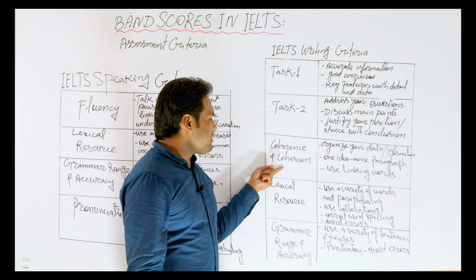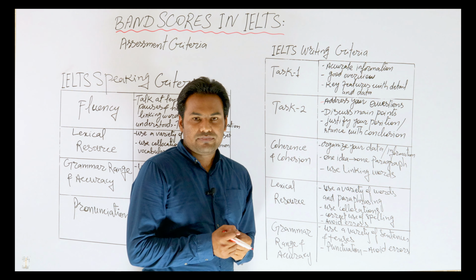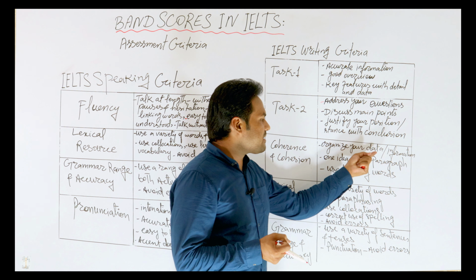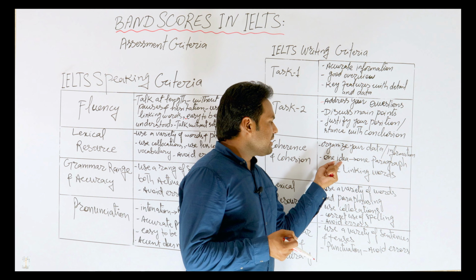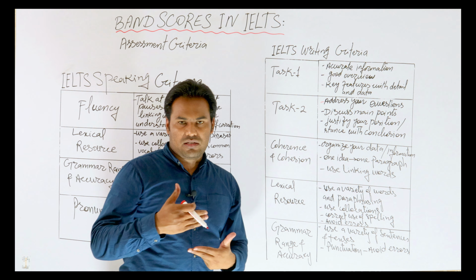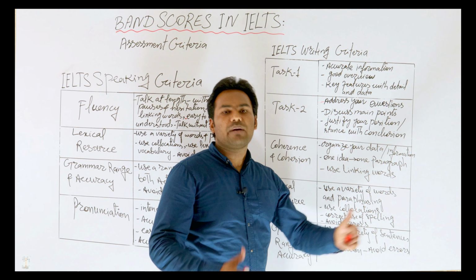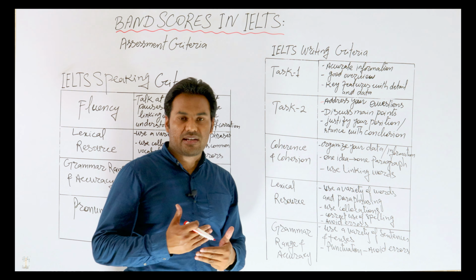And there must be coherence and cohesion in your writing. Your ideas, your sentences must be well connected. Organize your data, your information, and then you must discuss one idea in one paragraph, right? I have already delivered a separate lecture on paragraph writing. Use linking words. Again, use linking words to create a connection. Firstly, secondly, after that, right?